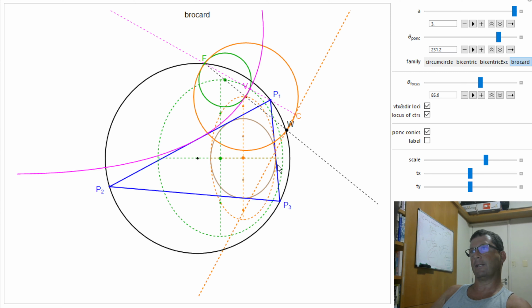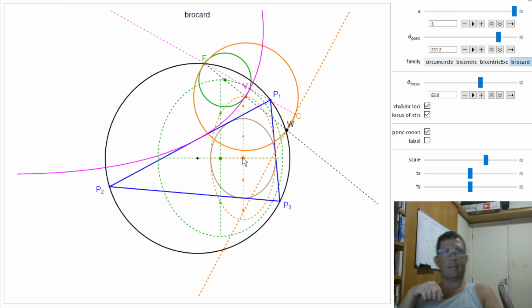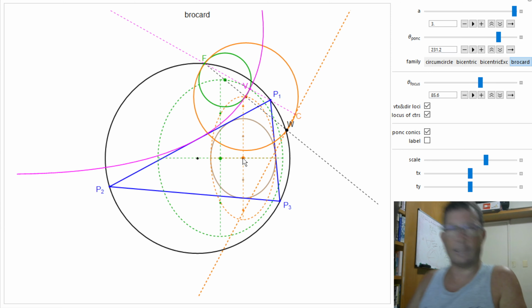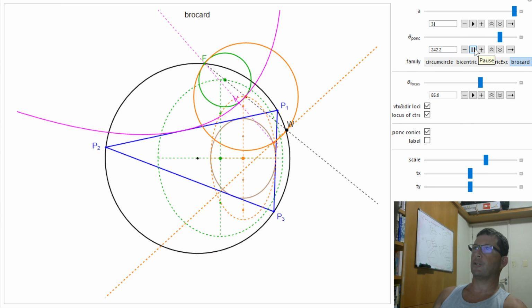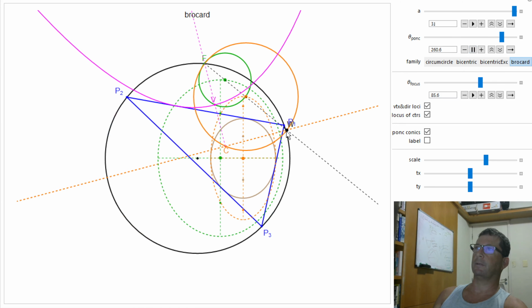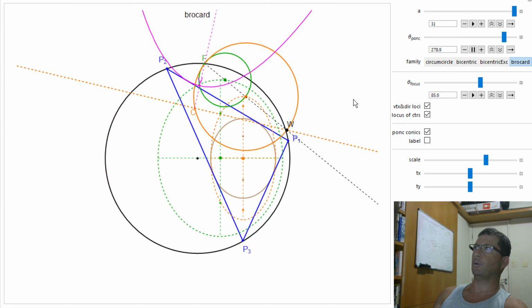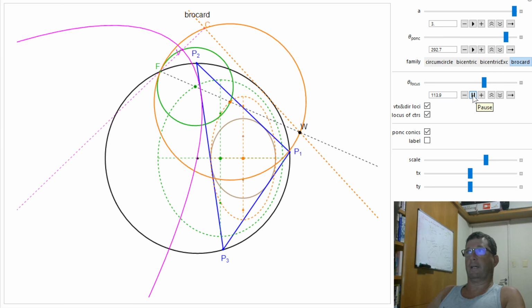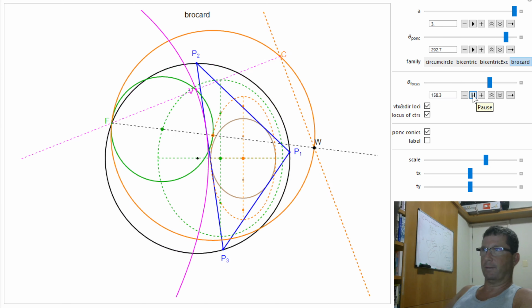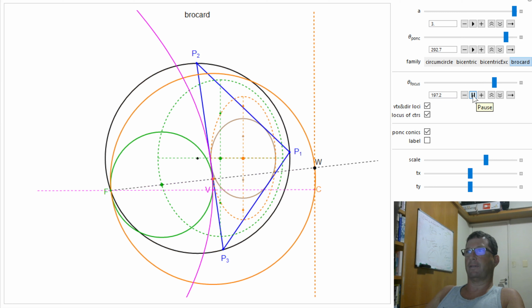And the locus of the center of my orange circles is, again, like in the bicentric case, externally tangent to the caustic, and its center coincides with the center of the Brocard inellipse. So I can jog Poncelet and watch W not move, or I can jog the focus and watch W move. Again, we can ask the question, what's the locus of W as we traverse F?